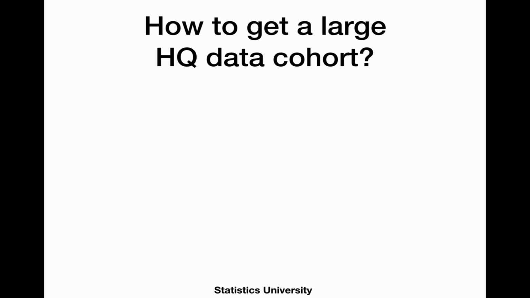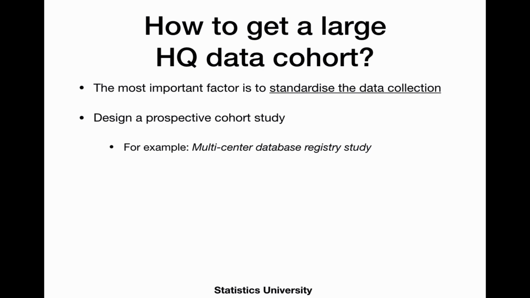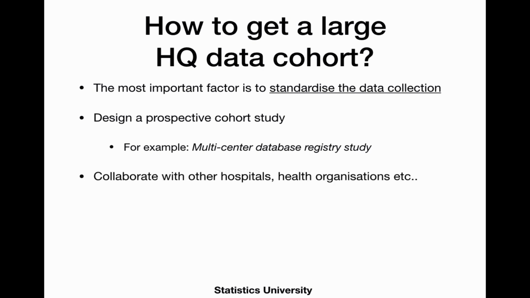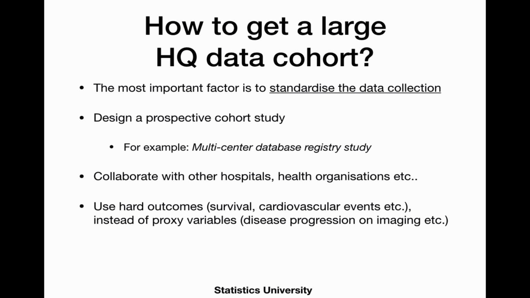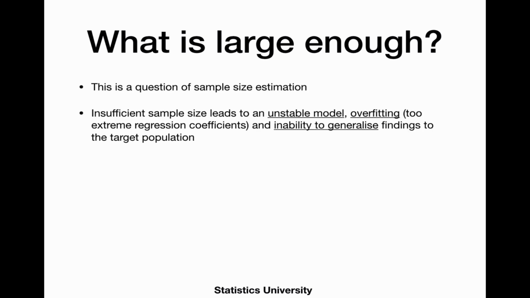Then the question arises, how do we get a large, high-quality data cohort? The most important factor is to standardize your data collection. You could, for example, design a prospective cohort study and use a multi-center database registry study format to do that. This could mean that you collaborate with other hospitals or health organizations, etc. And try to use hard outcomes instead of proxy variables. But what is large enough? Well, that's a question of sample size estimation.